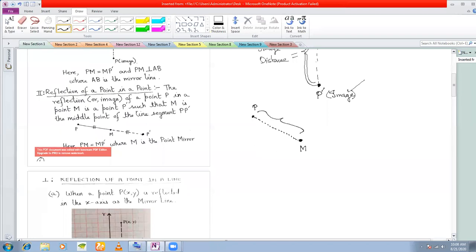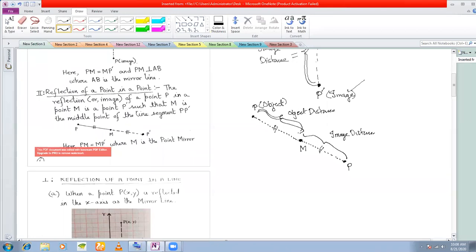And now the same distance I measure here. This was my object, and I get this distance, the object distance, and the same distance I measure here. This is my image distance. So what do you realize here? Object distance is equal to image distance, obviously. These two have to be equal.